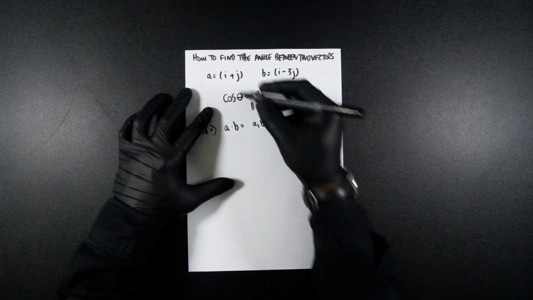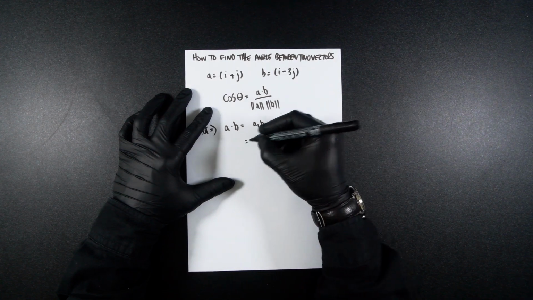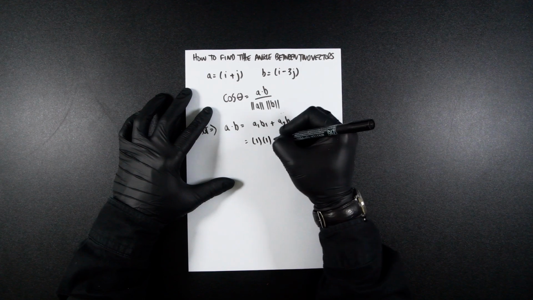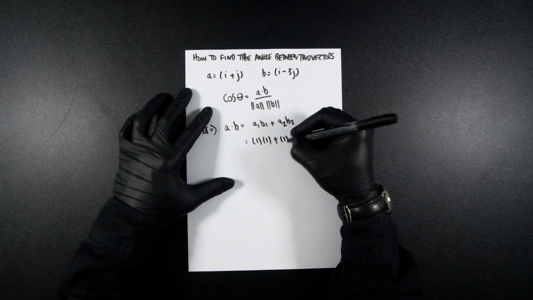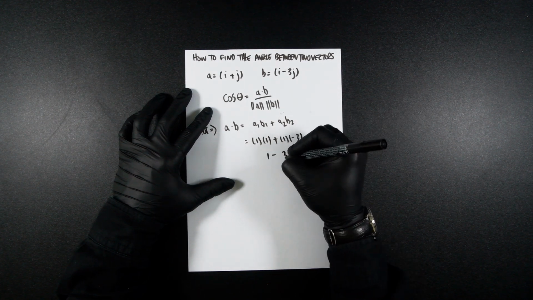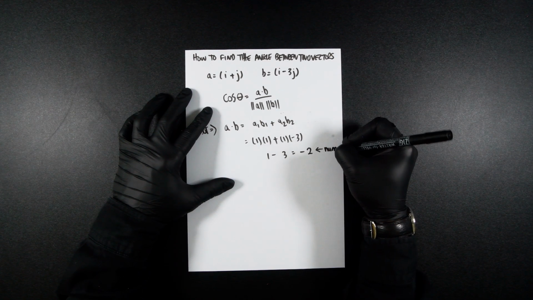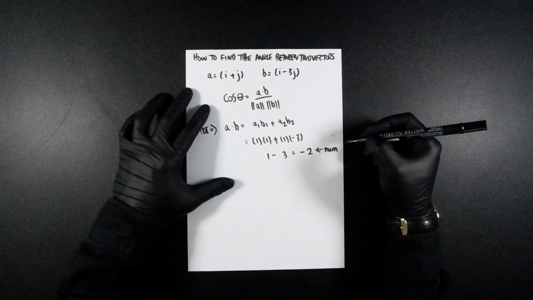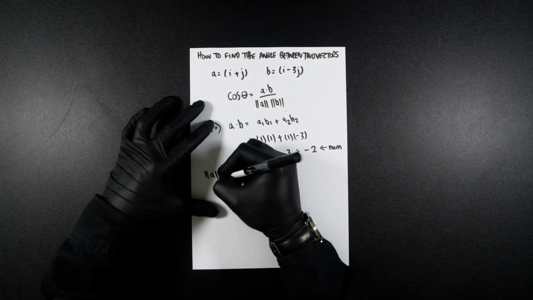So you're going to get 1 and 1, because in front of the i there is nothing, so it is just an integer, plus 1 and minus 3. So that means 1 minus 3 equals minus 2. So that there is our numerator. We've just calculated that.